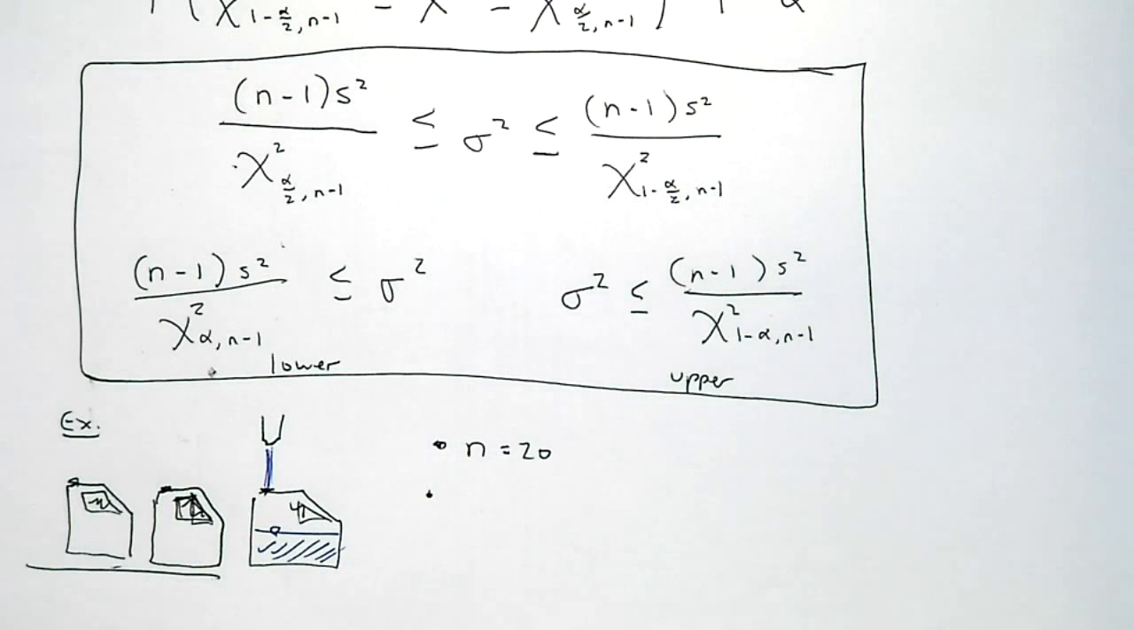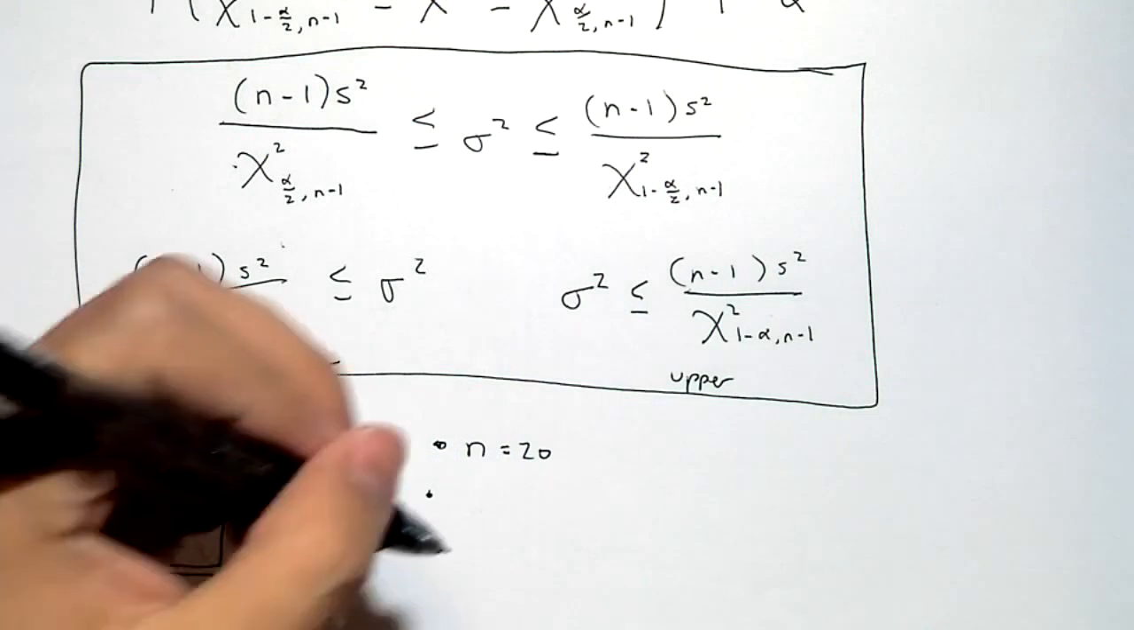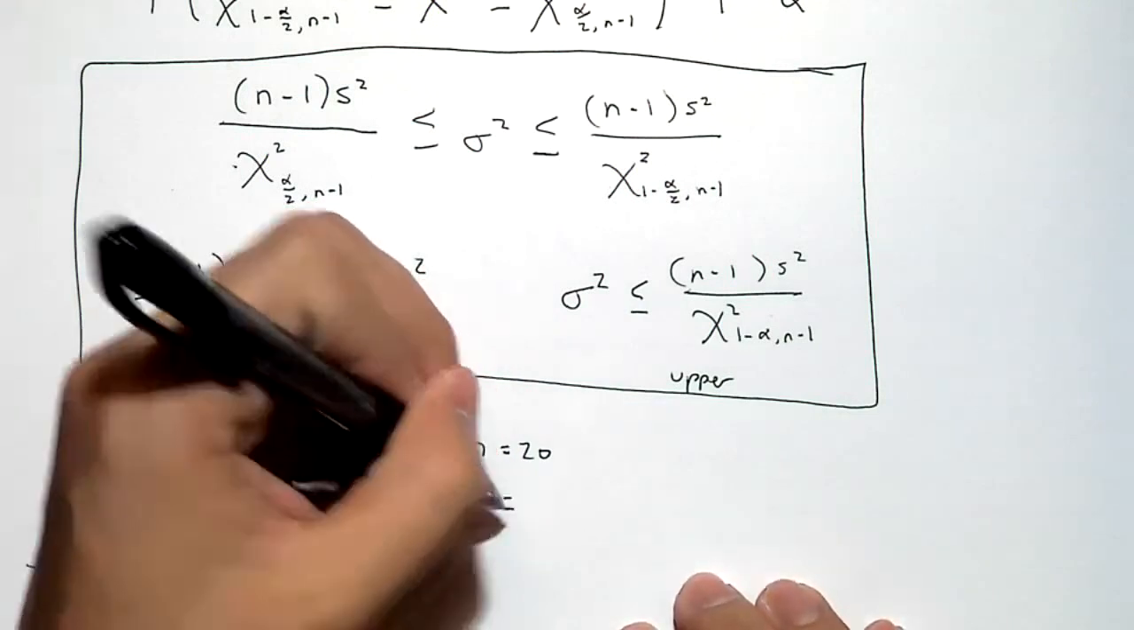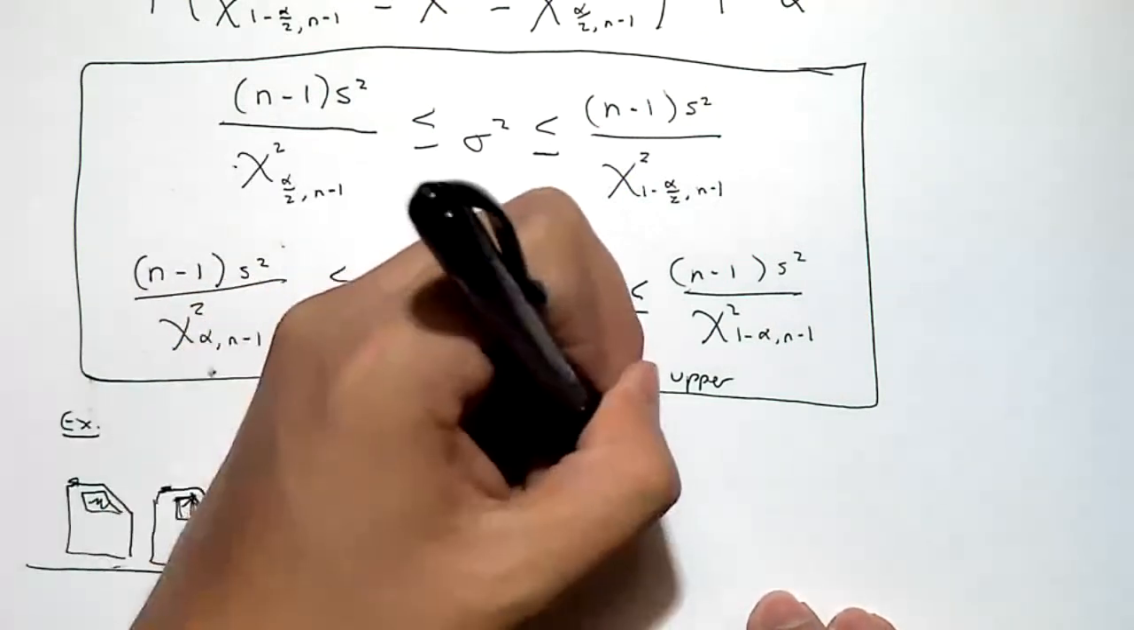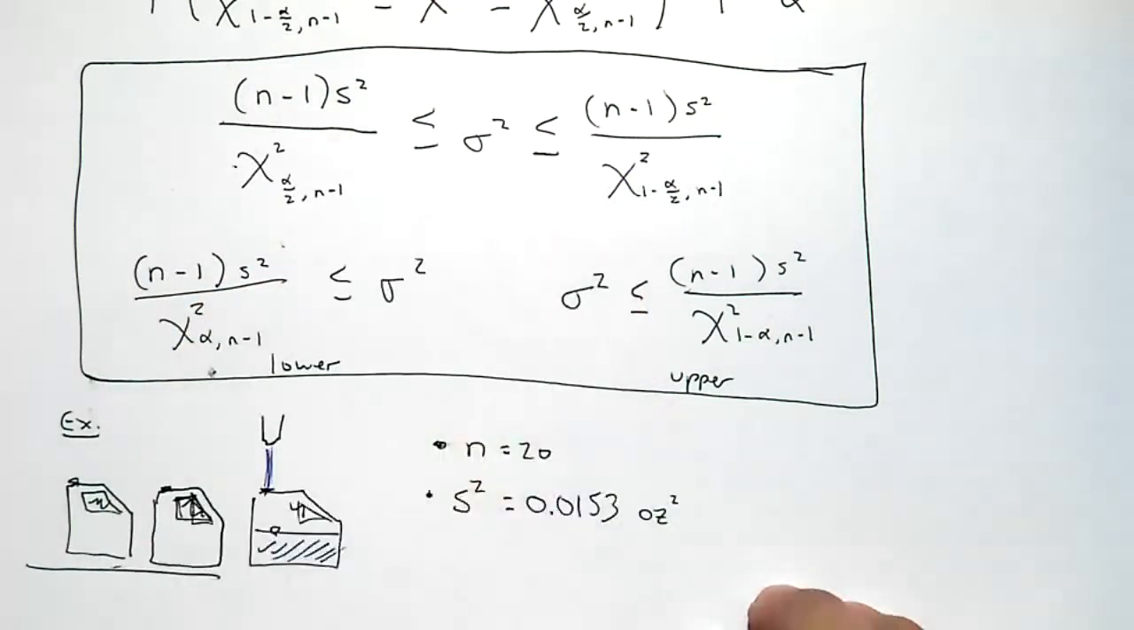In the interest of time, let's say that you measure the volume and then you calculate the sample mean and the sample variance. Your sample variance turned out to be 0.0153 squared ounces.